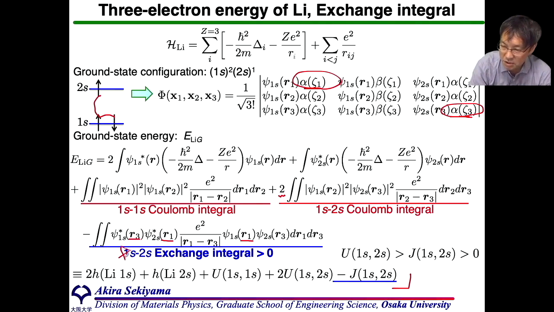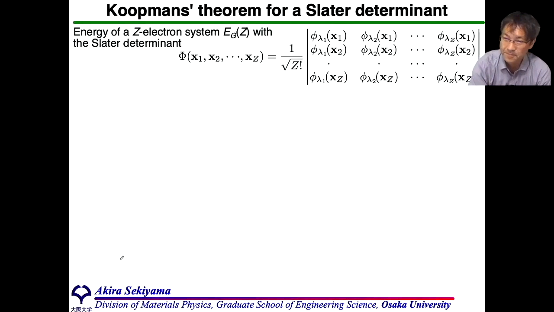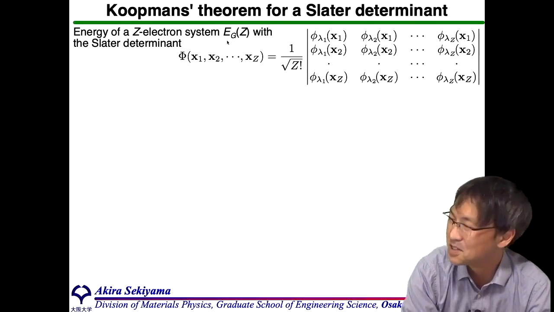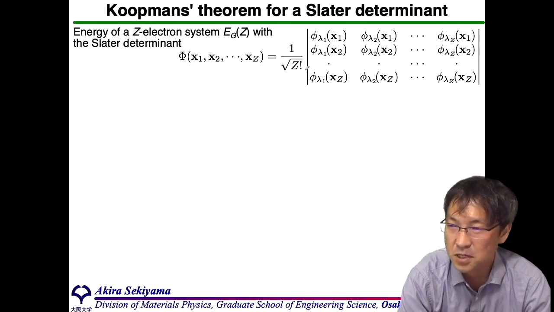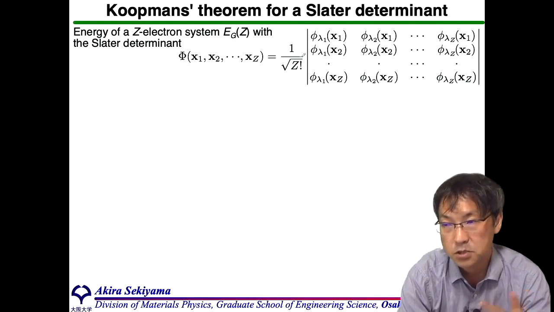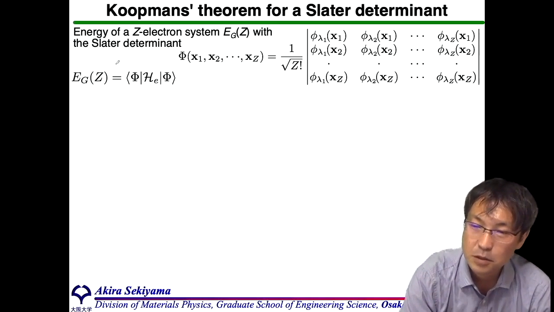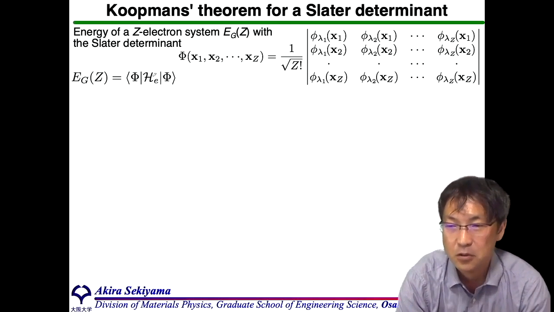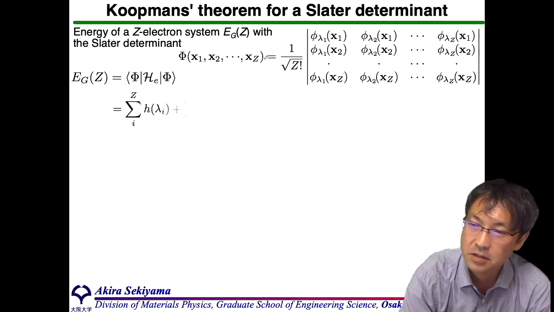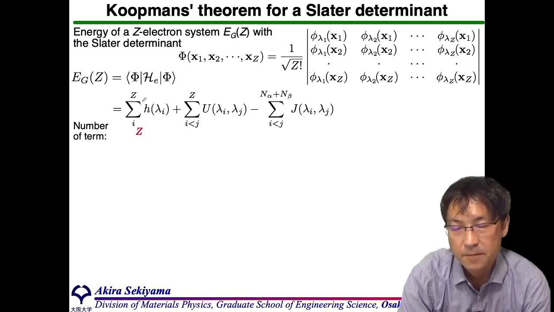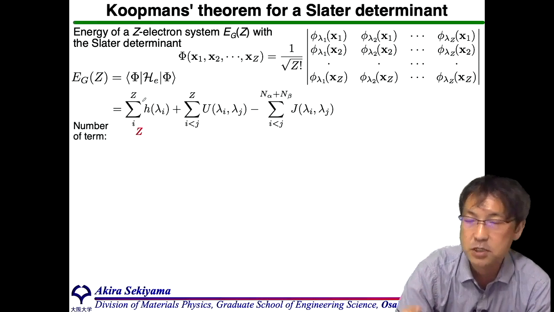This exchange interaction plays an important role in quantum mechanics. Then I expanded this concept to Coulomb and exchange integrals in the general Z-electron system. For the Z-electron system, we can describe the wave function like this one using the Slater determinant. Then now we can calculate the total energy of this state like this one. So this is 1-electron energy from the kinetic energy and the potential from the nucleus.